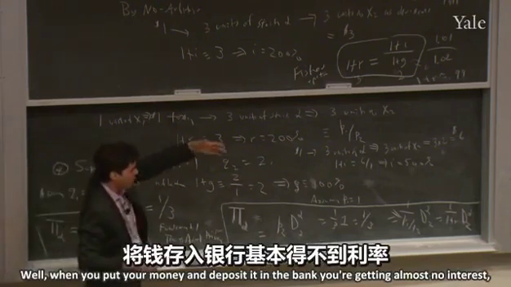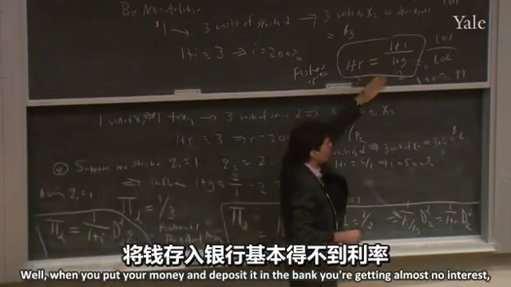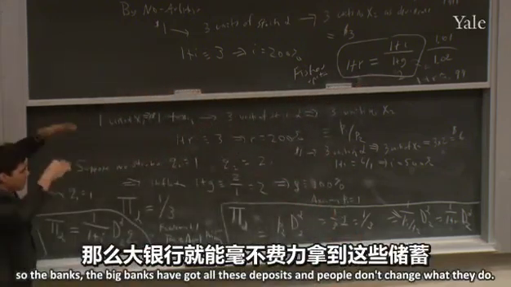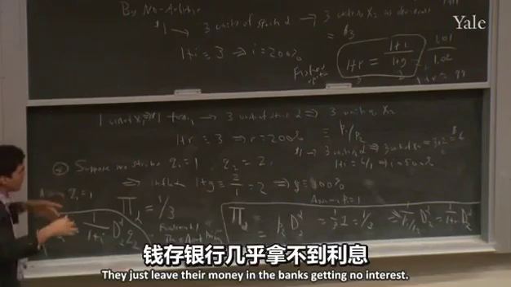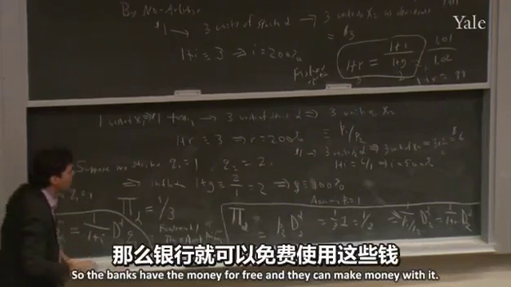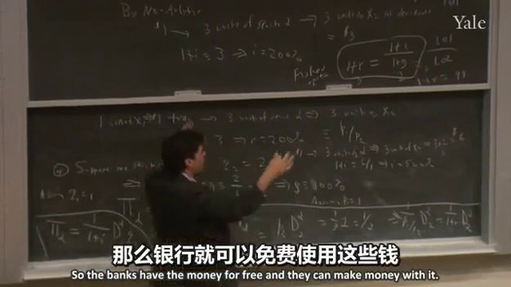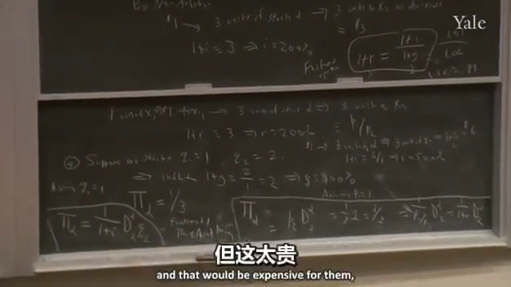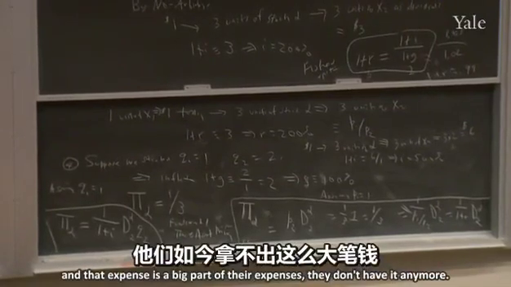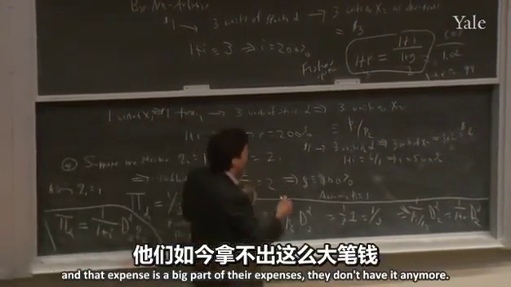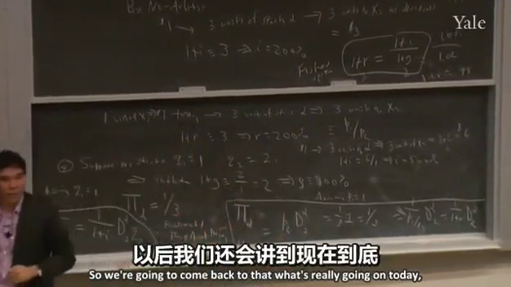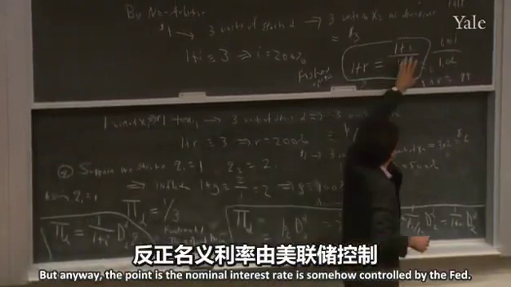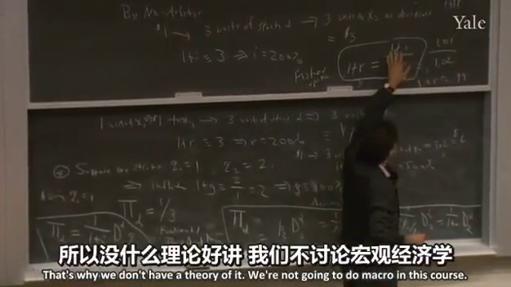Well, when you deposit your money in the bank, you're getting almost no interest. So the big banks have got all these deposits, and people don't change what they do. They just leave their money in the banks, getting no interest. So the banks have the money for free, and they can make money with it. Normally they'd have to pay 3% interest or something, and that would be expensive for them. That expense is a big part of their expenses. They don't have it anymore. Okay, so we're going to come back to what's really going on today, but that's what's going on. But anyway, the point is, the nominal interest rate is somehow controlled by the Fed. That's why we don't have a theory of it.